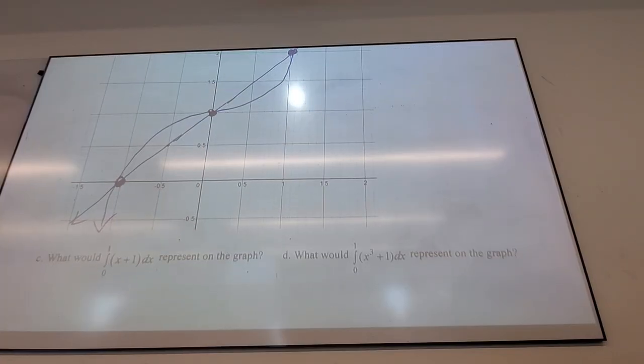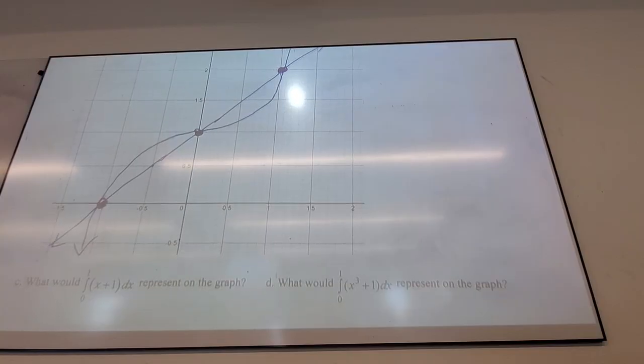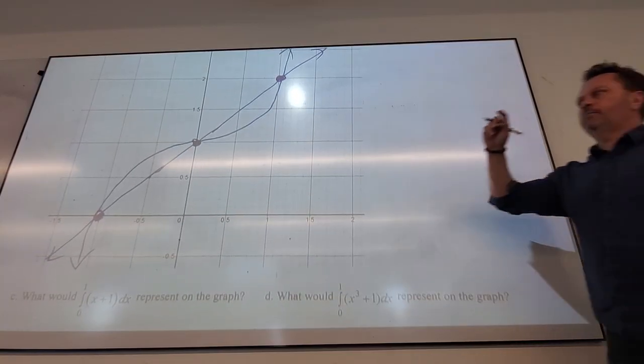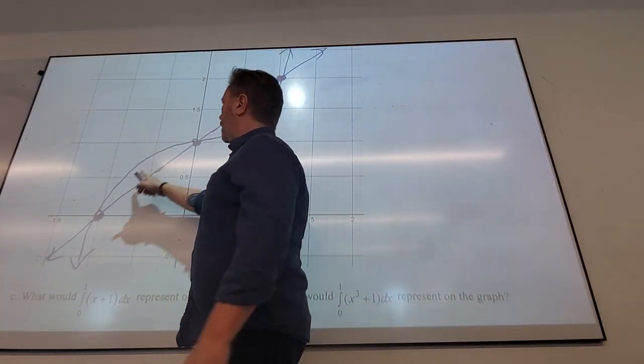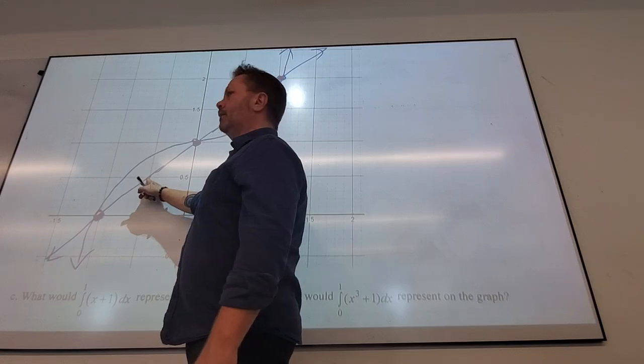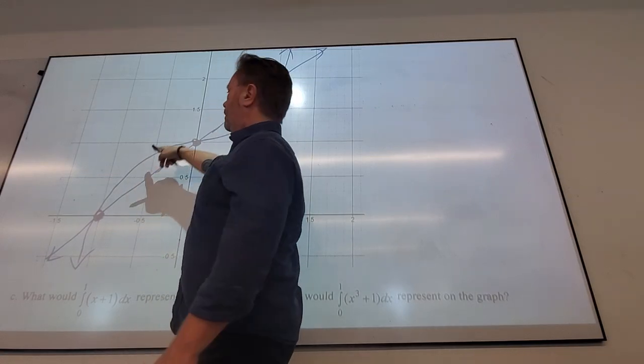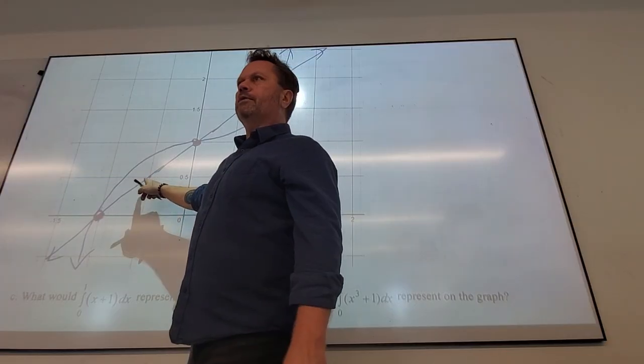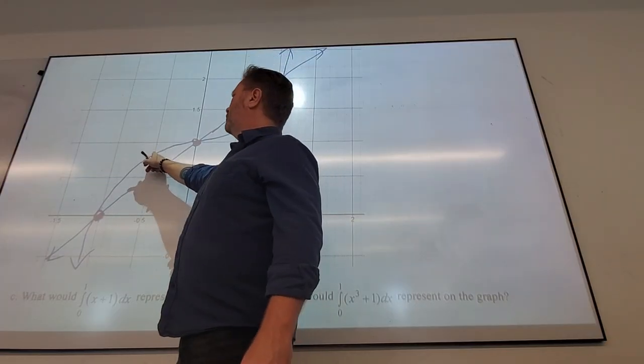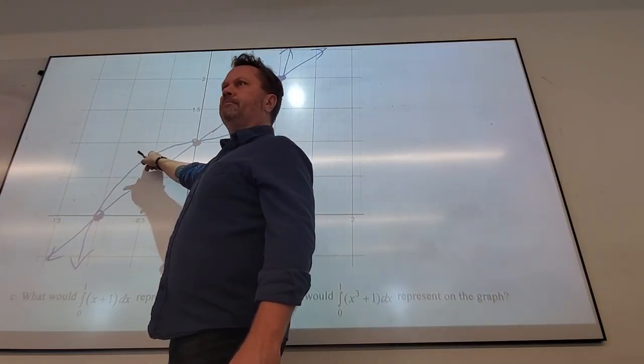Now, how can you tell what's on top and what's on the bottom? Like I said, if I know two points where they meet, I just pick a point in the middle. When I plug it in, I got almost 1 for the cube, and -1/2 plus 1 is 1/2. So this is almost 1 and this is 1/2, so this is up top.